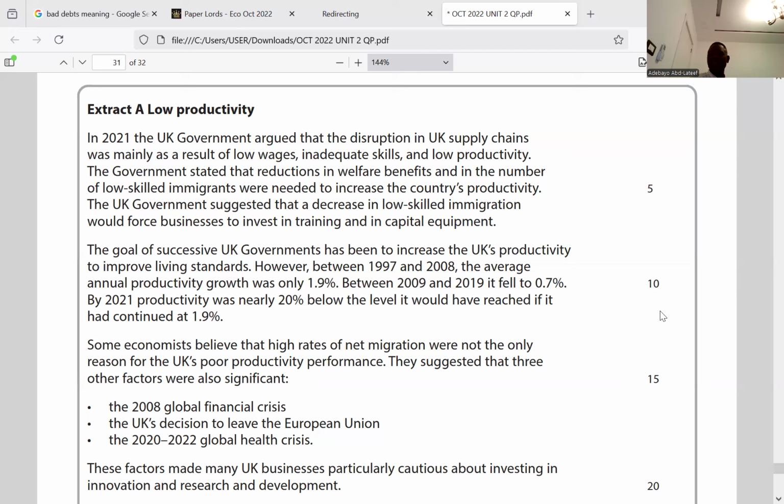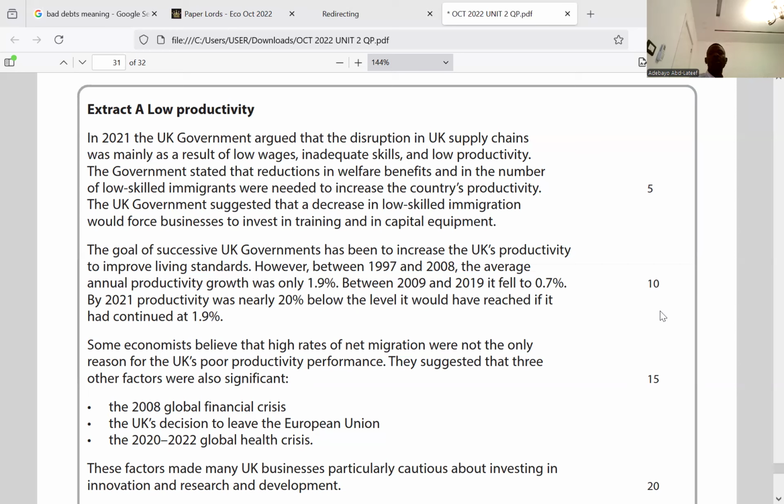Thank you. I like that. The whole system involving production to delivery. Okay, that's the supply chain. Great. Now, they said there's disruption in the supply chain because of low wages, inadequate skills, and low productivity. These are three problems here. The government stated that the reduction in welfare payments and the number of low-skilled immigrants were needed to increase the country's productivity. So why will reduction in welfare benefits increase productivity?